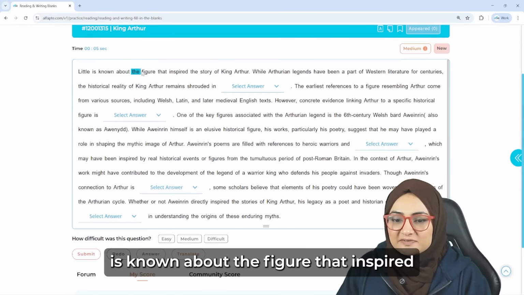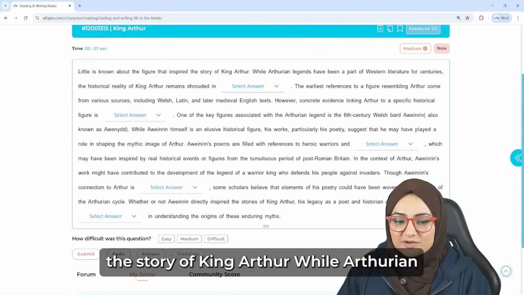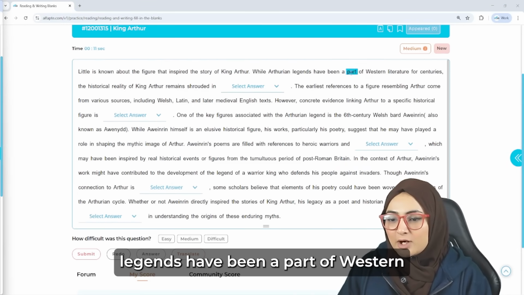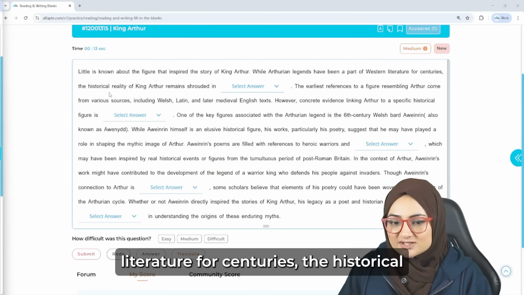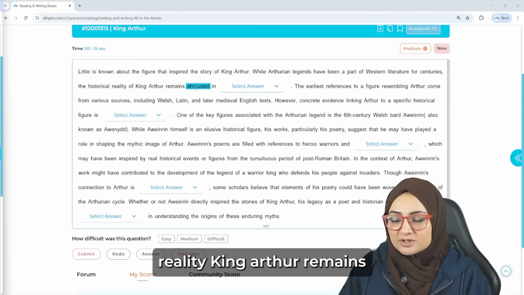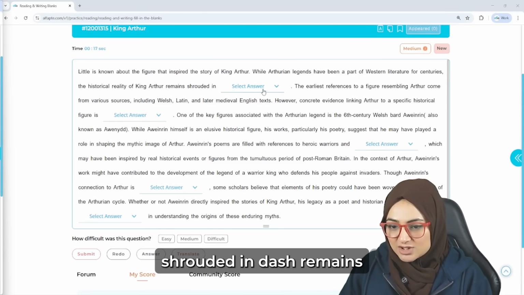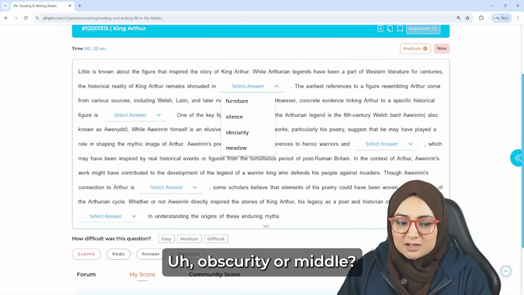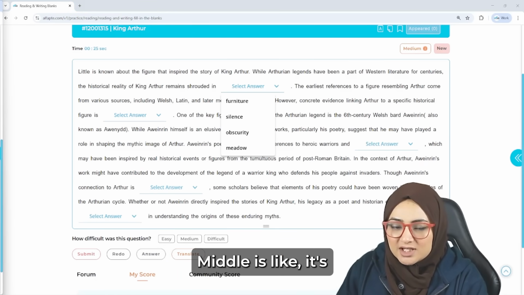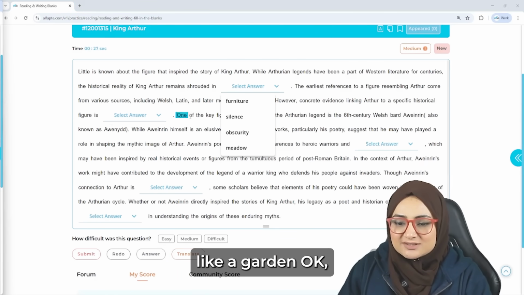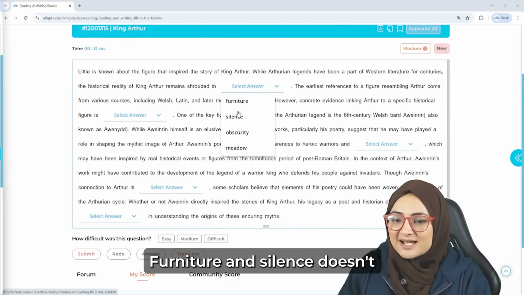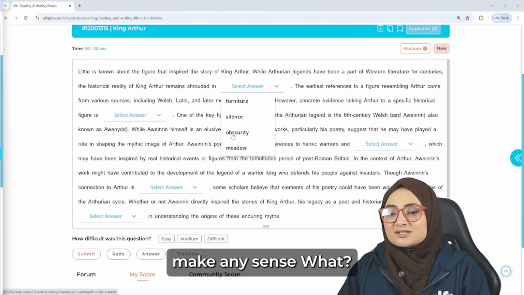Little is known about the figure that inspired the story of King Arthur. While Arthurian legends have been a part of Western literature for centuries, the historical reality of King Arthur remains shrouded in furniture, silence, obscurity, or meadow. Meadow is like a garden. Okay, furniture and silence doesn't make any sense.